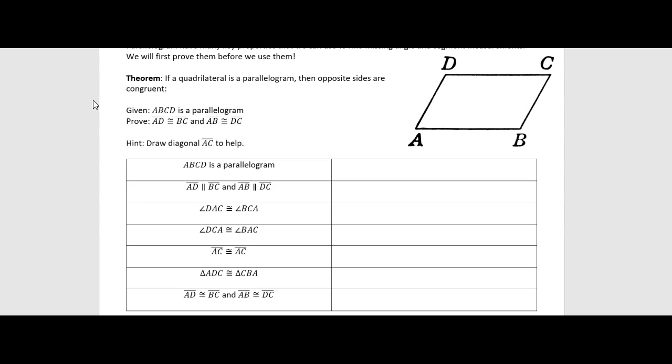I'm going to have you walk through this proof on your own first. I do give you a little hint. It says draw diagonal AC to help. And then when you think you have it, join us back and we will go through the different reasons. Okay, so it does say draw diagonal AC. I will just put that in there right away. We are going to use it.